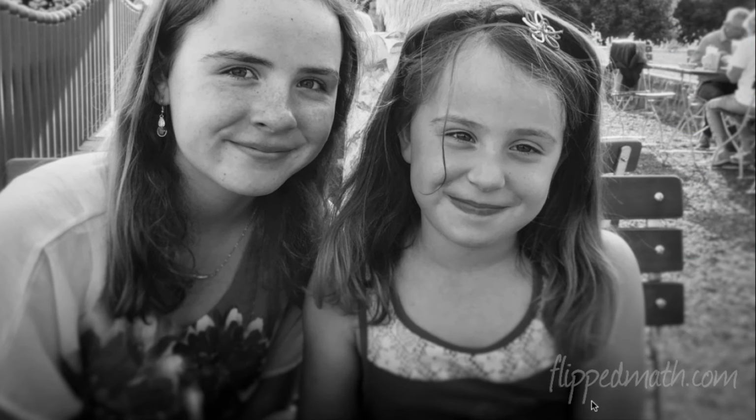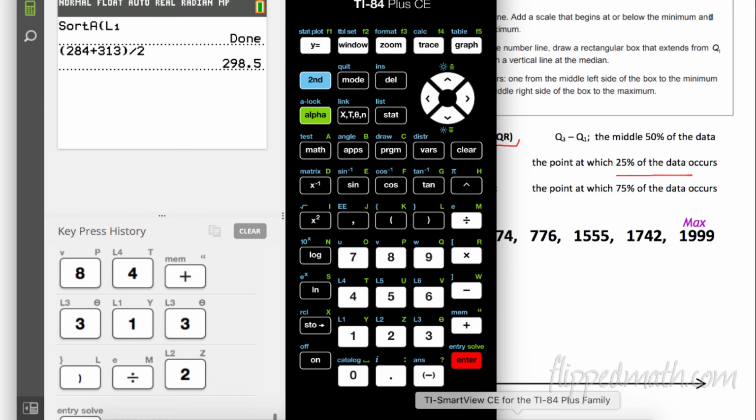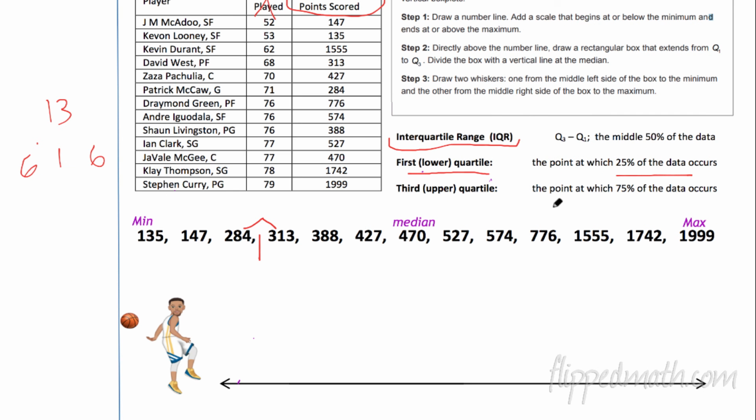Now, using our good old calculator, TI-84, make sure you use parentheses. You need to add them up and divide by 2. I get 298.5 is our first quartile. So 298.5. That is our first quartile.